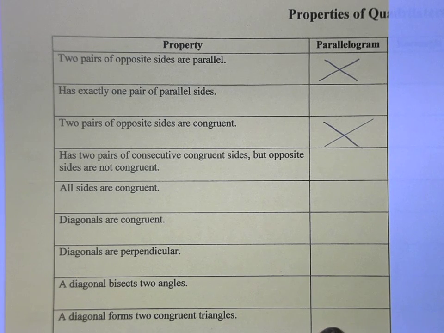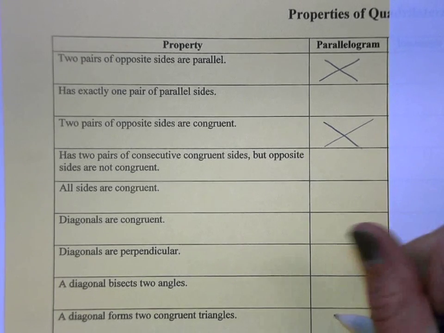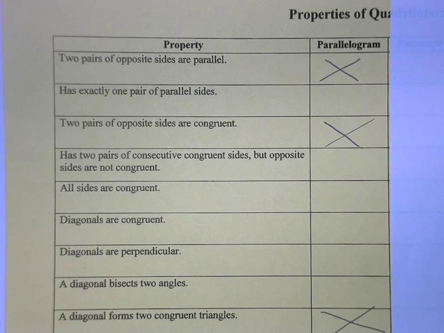Yes, and we proved that. Remember how we went through that proof, the angle side angle? So yes, the diagonals form two congruent triangles.